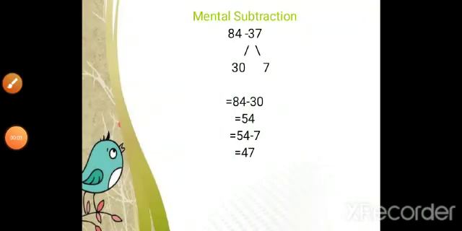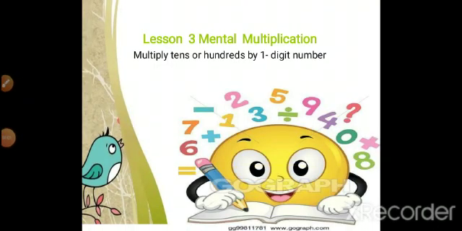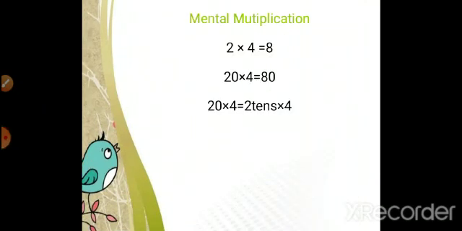Let's go towards our next lesson, lesson number 3, mental multiplication: multiply tens or hundreds by a 1-digit number. In mental multiplication, firstly we have 2 multiplied by 4 is equal to 8. We know that 2 fours are 8. Next we can see that 2 ten-rupee notes have a value of 20 rupees. Now let's multiply 20 by 4. How many groups of 20 should there be? If we want to multiply 20 by 4, there must be 4 groups.